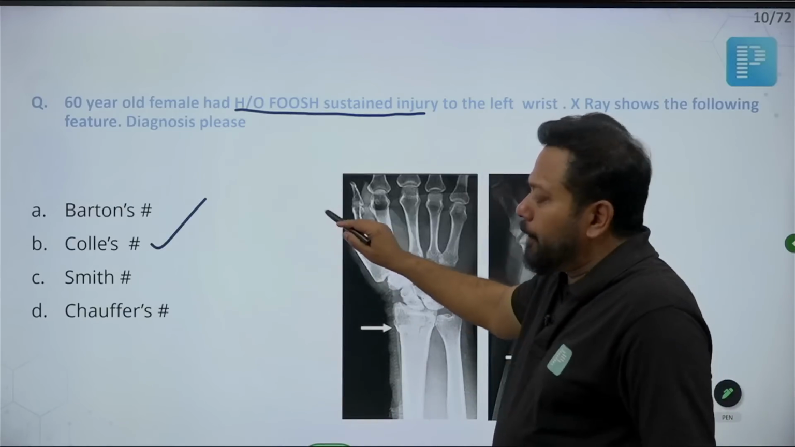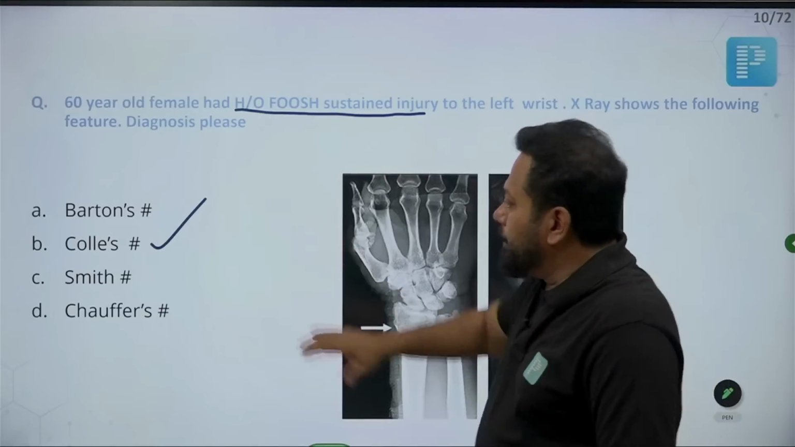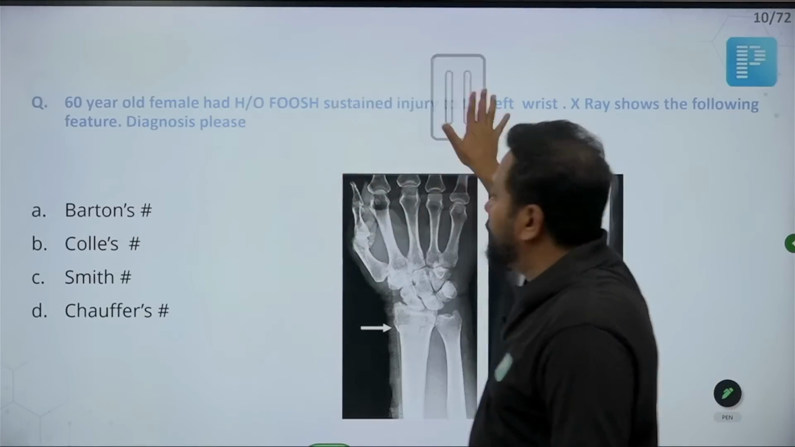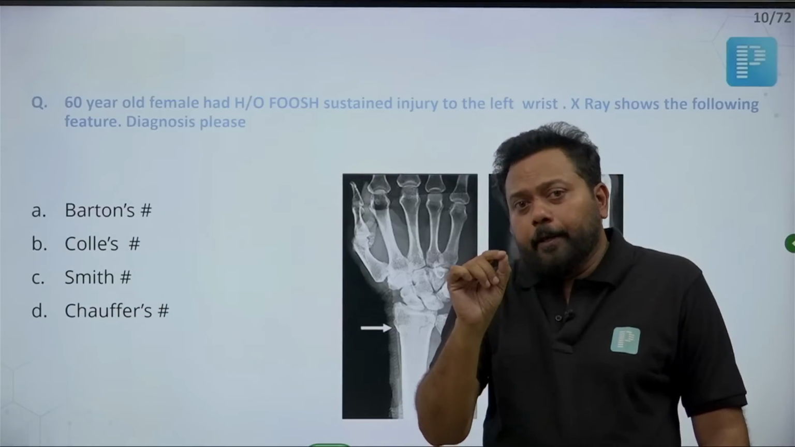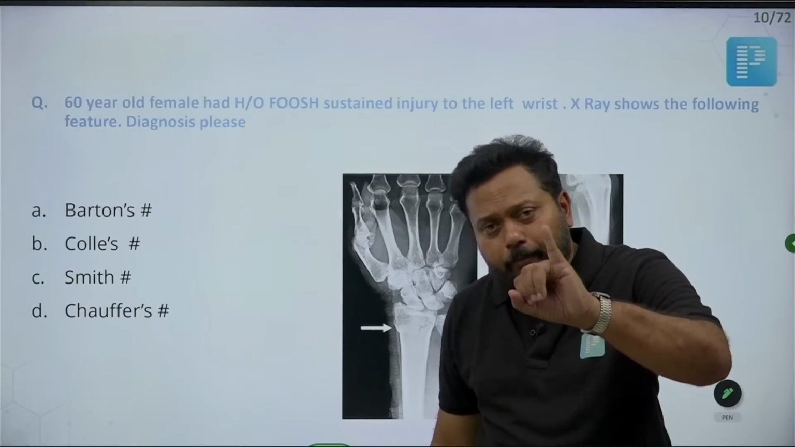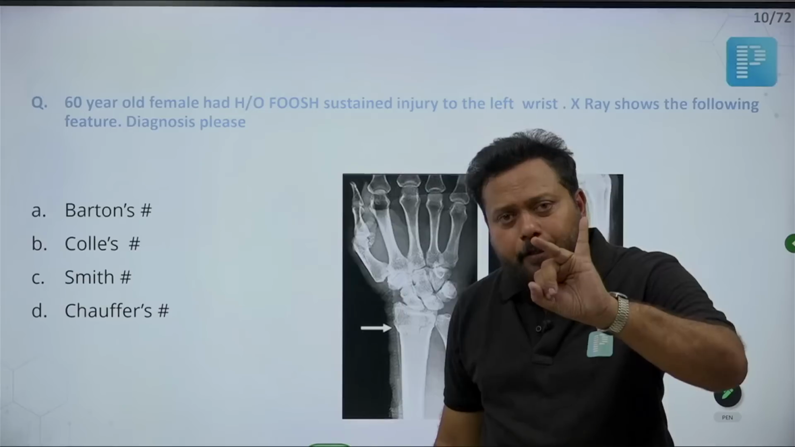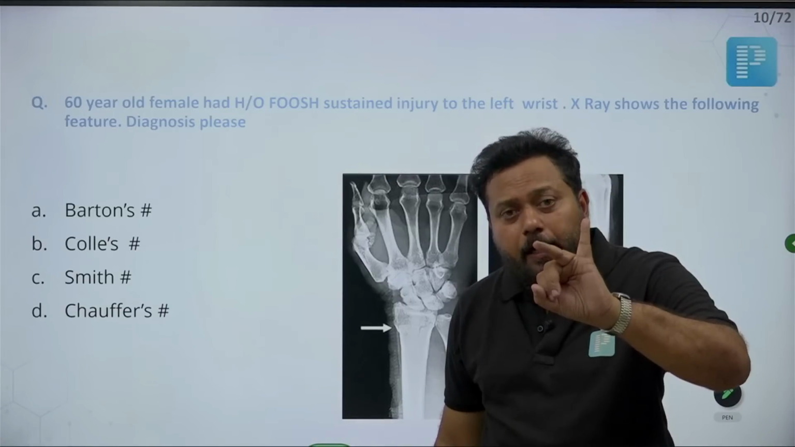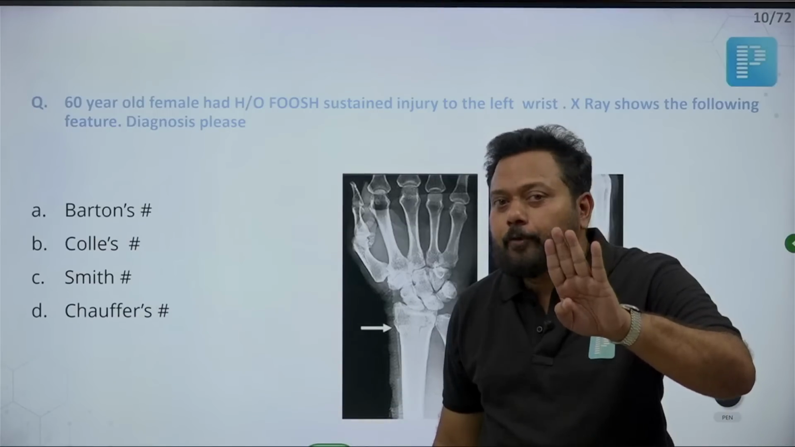Okay, so elderly, right? I will tell you four important MCQs, dear friends. Most common fracture of childhood: supracondylar. Most common fracture of adults or adolescents: scaphoid. Most common fracture of elderly: Colles. Most common fracture of newborn: clavicle.